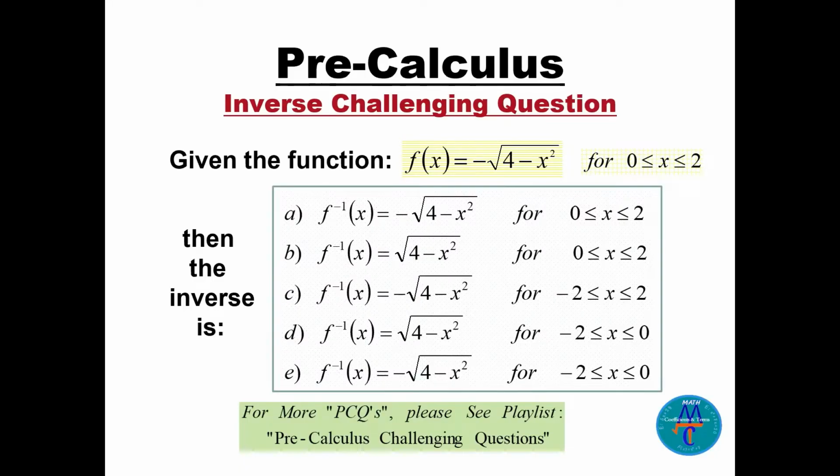This is another pre-calculus challenging question about inverse function. Given the function f of x equals minus square root of 4 minus x squared for x between 0 and 2, closed interval. Let's find the inverse, and this is a multiple choice question. You can read the choices A, B, C, D, and E. So please try it first, and then you can choose the correct answer.